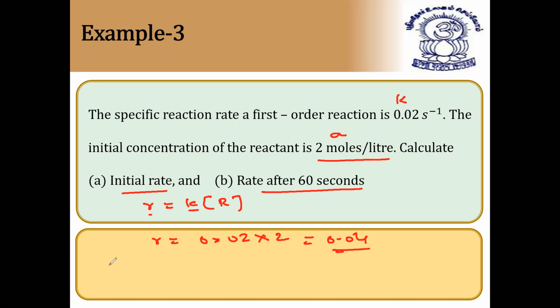And for the rate after 60 seconds, K is equal to 2.303 by T into log of A by A minus X. The initial rate we know, so by using this formula you can find the rate after 60 seconds. The K value will never change. So K into R minus R naught by T is equal to R. You don't even need to use this formula. One more small easy formula I'll tell you.